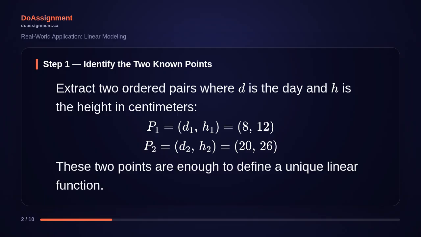We start by identifying our two data points. On day 8, the plant is 12 centimeters tall, and on day 20, it is 26 centimeters tall. We'll call these point 1 and point 2.